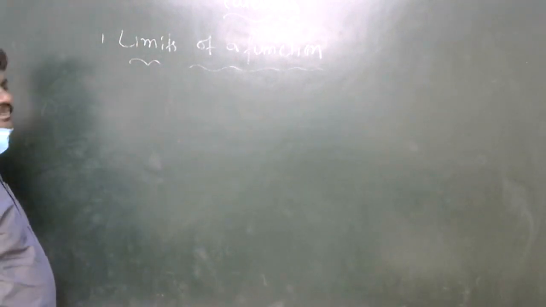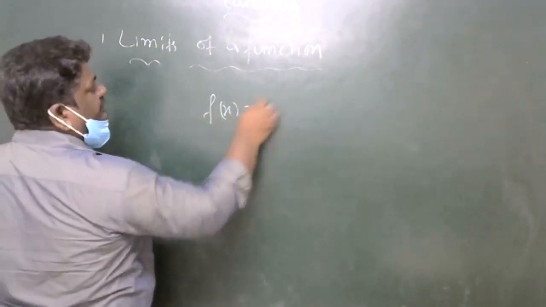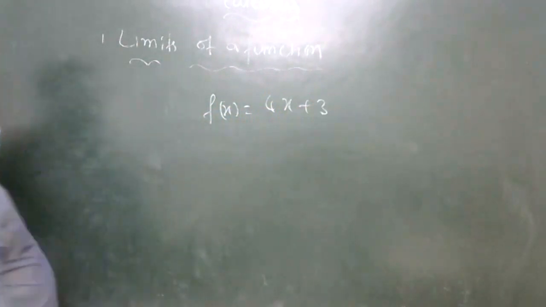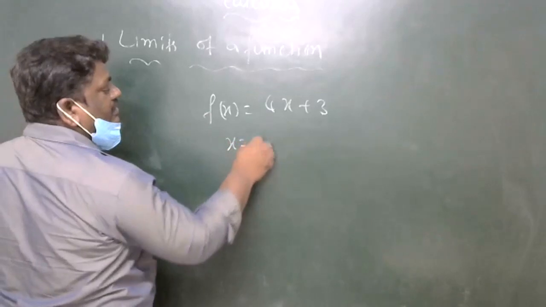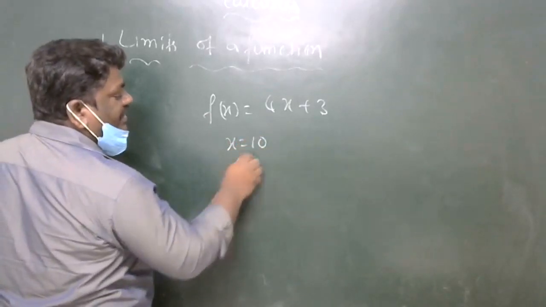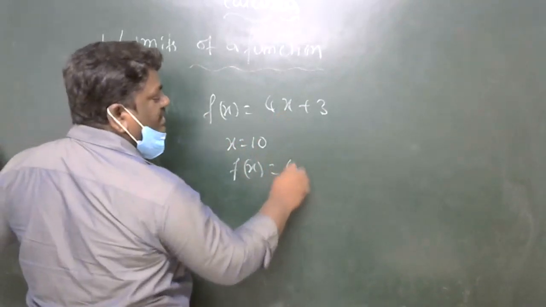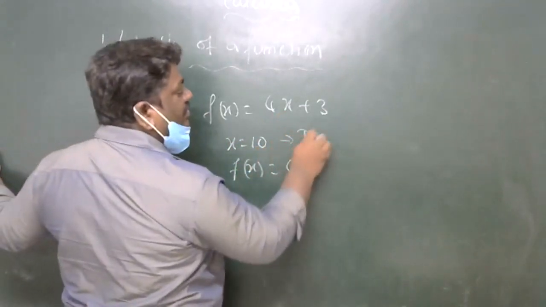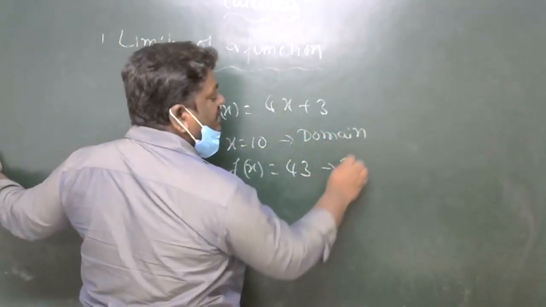So see here, if you take f of x is equal to 4x plus 3, okay, so at x is equal to 10 you are going to get f of x is equal to 4 tens are 40, plus 3, you are going to get 43. So this is called as domain value, this is called as range value.